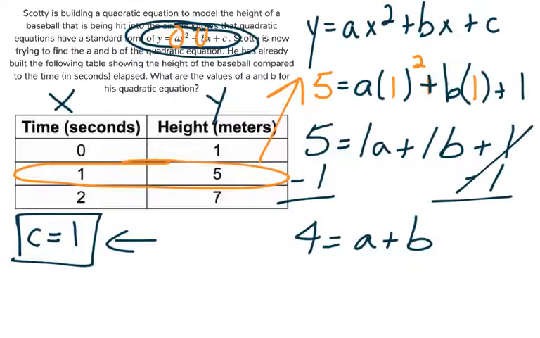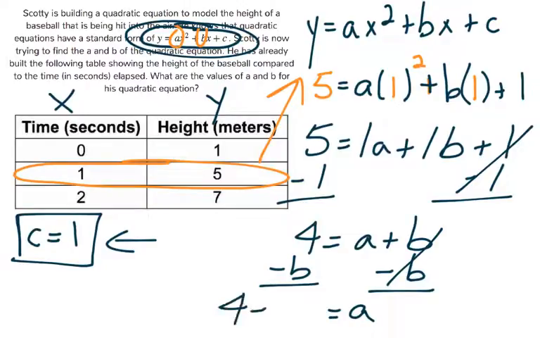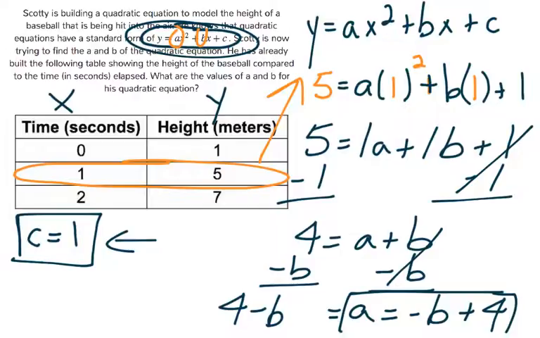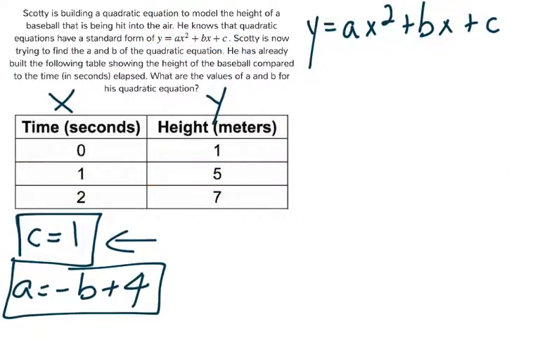I want to get one variable by itself, so I can solve for it eventually. I'm going to get the a by itself. Subtract b from both sides. So I get a equals, it's actually 4 minus b. Another way to write that is actually just negative b plus 4. That's the version I'm going to keep, and I'll rewrite it over here for us. Last one is to plug in my last point, 2, 7.